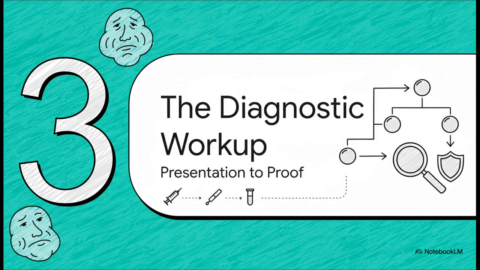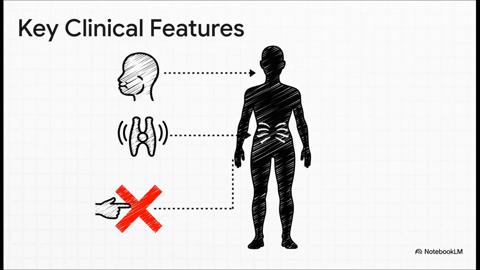Okay, so we get the two pathways. We know they're different. So how do we actually figure out which one we're dealing with? How do we go from what we see at the bedside to a solid diagnosis? That brings us to Section 3, the diagnostic workup. So when you're examining the patient, you're obviously looking for that localized, often asymmetric swelling. But don't just stop at the swelling. You've got to ask about other symptoms.